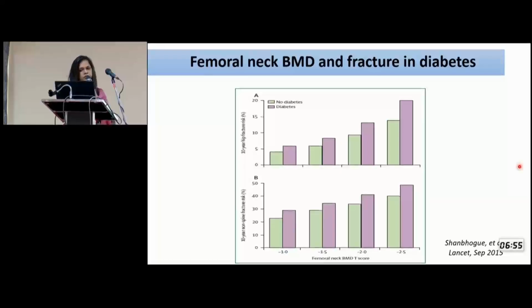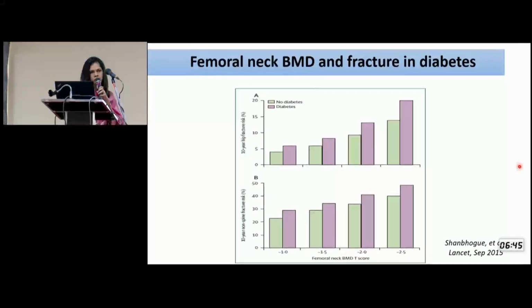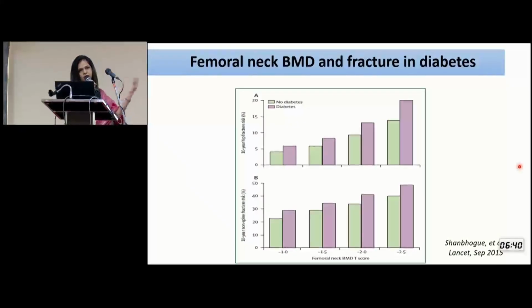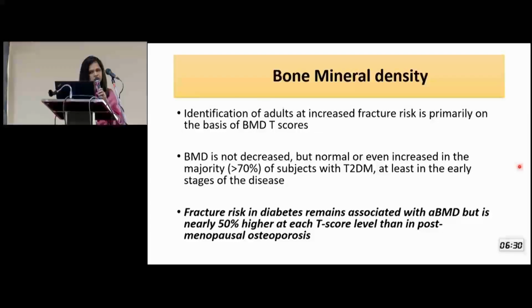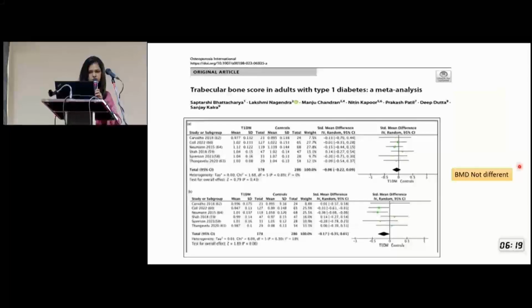And at a particular T-score, the patient with diabetes has a higher risk of fractures as compared to somebody without diabetes. So if you have two patients, one with diabetes and one without diabetes, both having a T-score of minus 1.5, the patient with diabetes is at a higher risk of fractures, as you can see here from this graph. So fracture risk in diabetes remains associated with areal BMD, but is nearly 50% higher at each T-score than in postmenopausal osteoporosis. But as we said, they can have a normal BMD or even increased BMD in the early stages of disease. What about type 1 diabetes?